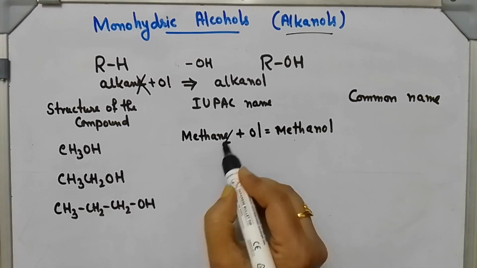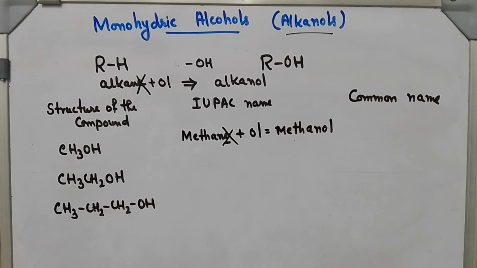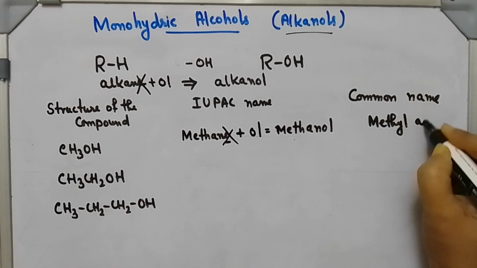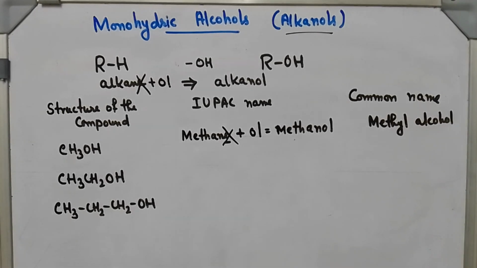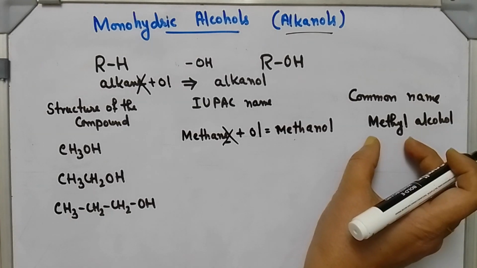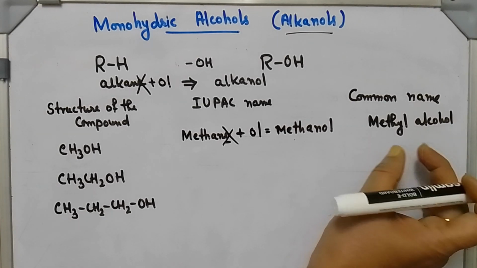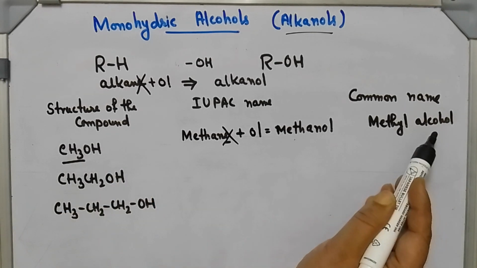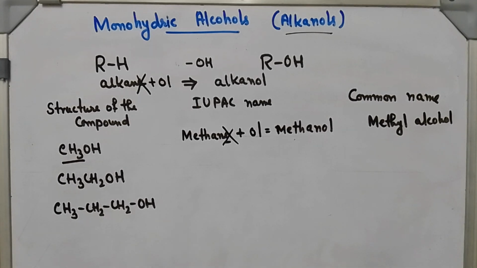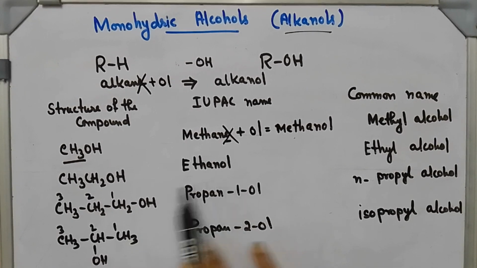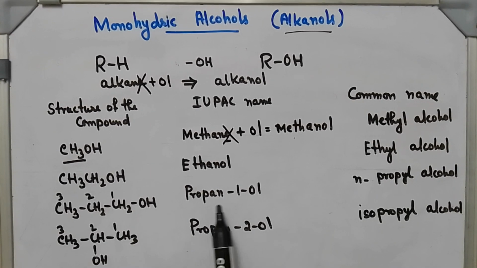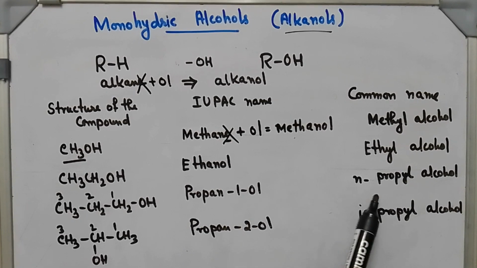Means what we are doing? We are dropping this E, and its common name will be methyl alcohol. So for writing the common name, what we are doing? We are just writing the name of the alkyl group plus adding alcohol. So the name of the alkyl group is methyl, then we are writing alcohol. Similarly, this is ethanol, common name ethyl alcohol. Then this is propan-1-ol, common name n-propyl alcohol.